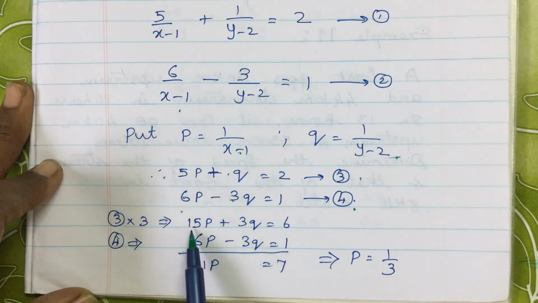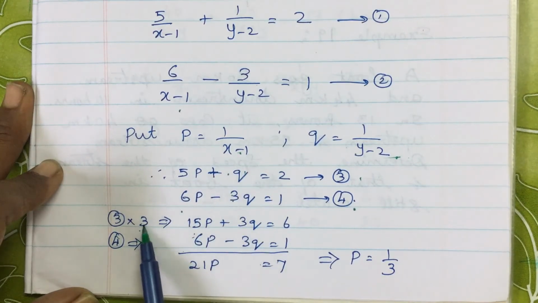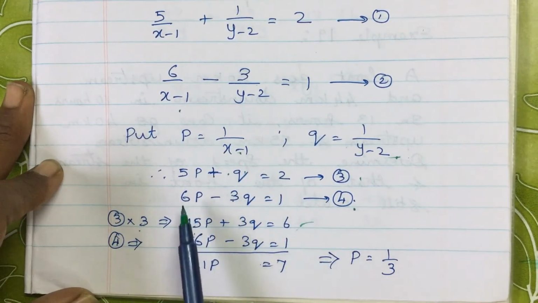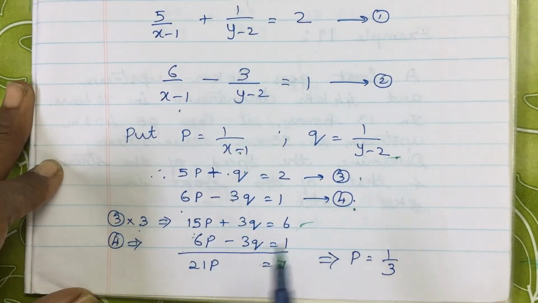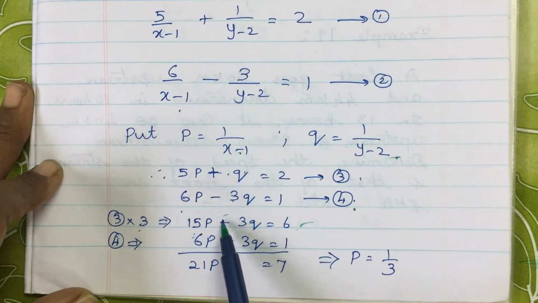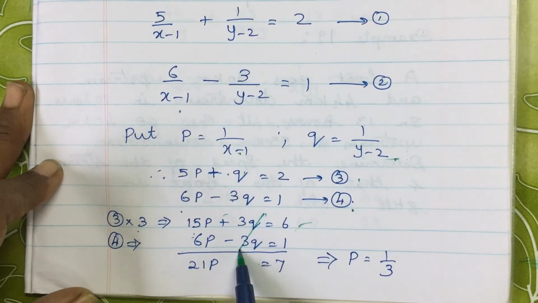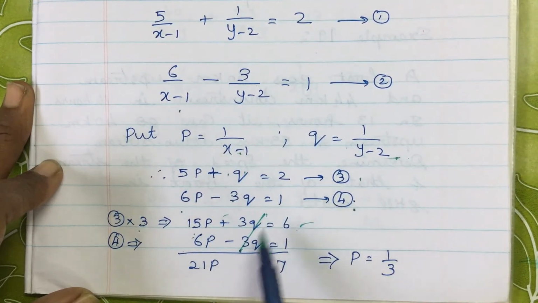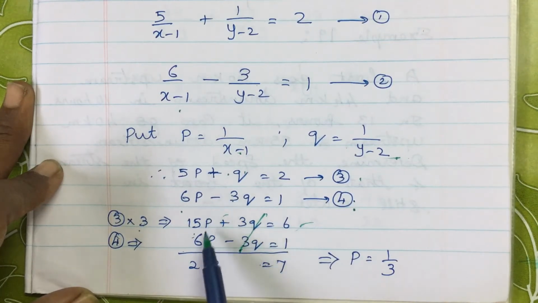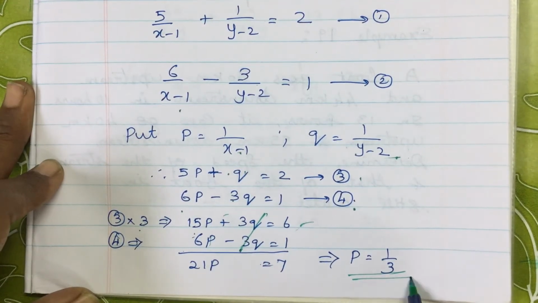So here I'll be getting it as 15. 5 into 3 is 15. 1 is there. So 1 into 3 is 3q plus 3 into 2 is 6. And then write the equation 4 as such. So since here you have plus and minus signs, you can cancel the variable directly, 3q and plus 3q and minus 3q. So remaining things if you add up, you will get 21p equal to 7. So p is 1 by 3.